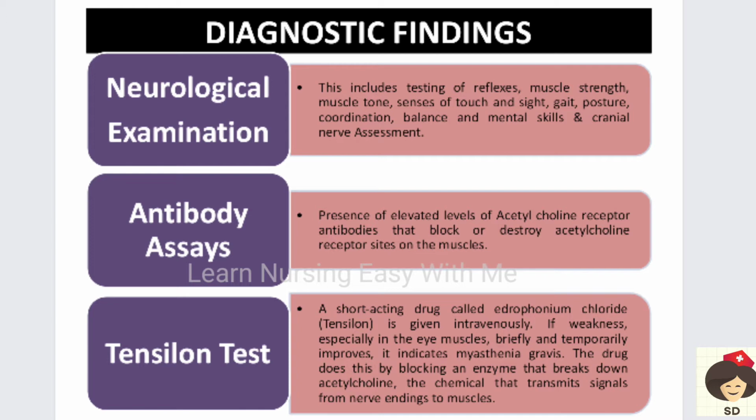Okay, so this drug will block the enzyme that breaks down the acetylcholine, so that there will be transmission of impulses in the nerve endings. So if the patient improves when Tensilon is injected, then it is called positive for myasthenic crisis.